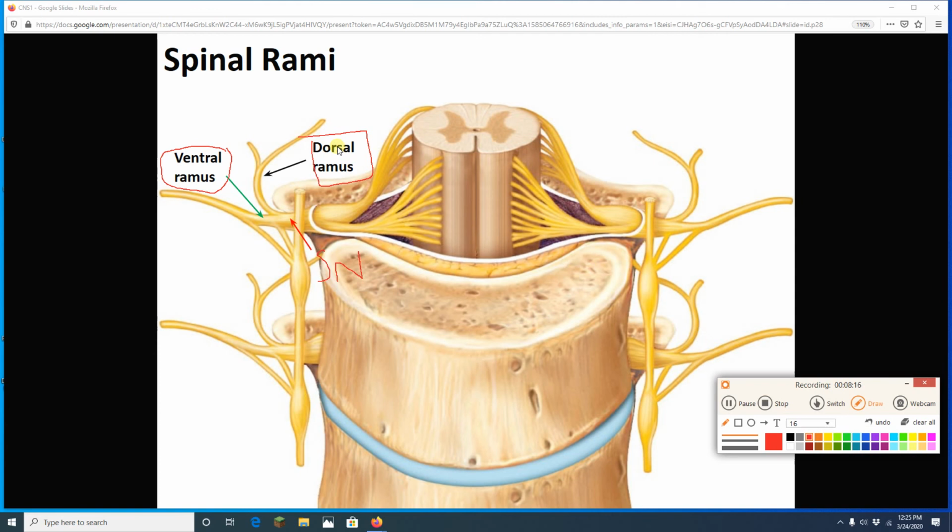Now, if you think about it, there's more stuff to the front of the spinal cord than there is to the back of the spinal cord. So it makes sense that the ventral ramus should be a bigger branch than the dorsal ramus. And in fact, it is.